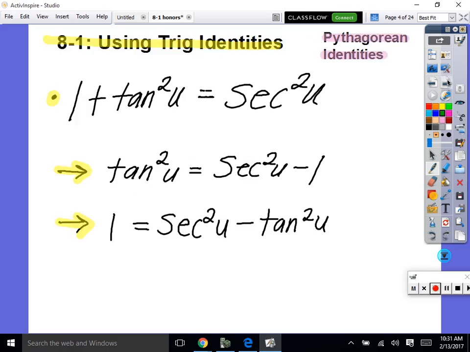The prettiest answer possible. See, this is the other Pythagorean identity. 1 plus tangent squared u equals secant squared u. This is the original, and this would be a byproduct. If we subtract 1 from both sides of the equation, tangent squared u equals secant squared u minus 1. And if we also subtract tangent squared u from both sides, 1 equals secant squared u minus tangent squared u.